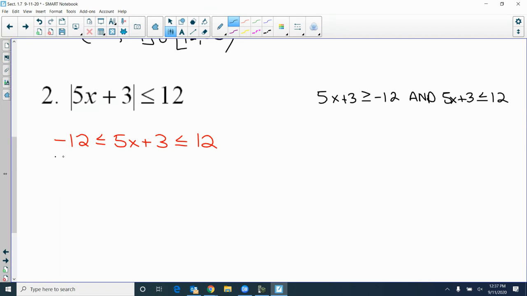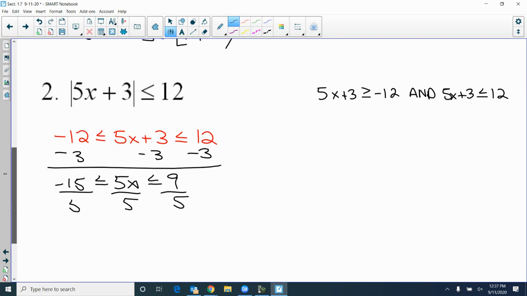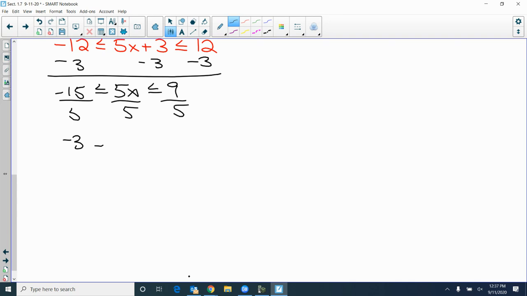All right, solving this, subtract 3. Subtract 3, and what do I get? I get -15, less than or equal to 5x, less than or equal to 9. Divide by 5, divide by 5. I get -3 is less than or equal to x, less than or equal to 9/5. Okay, it's 1.8, but you can leave it. And now it's going to be bracket -3 to 9/5. Okay, for that one.